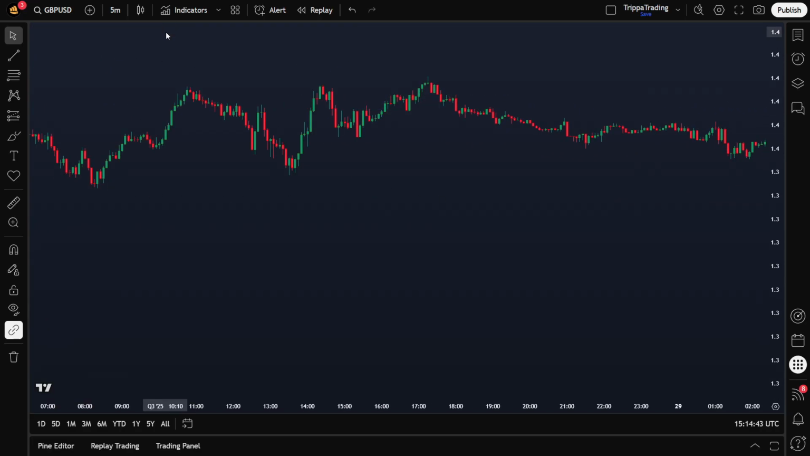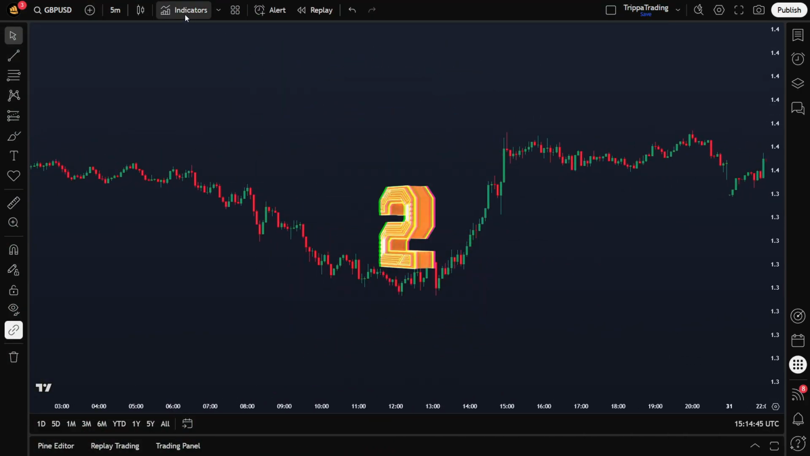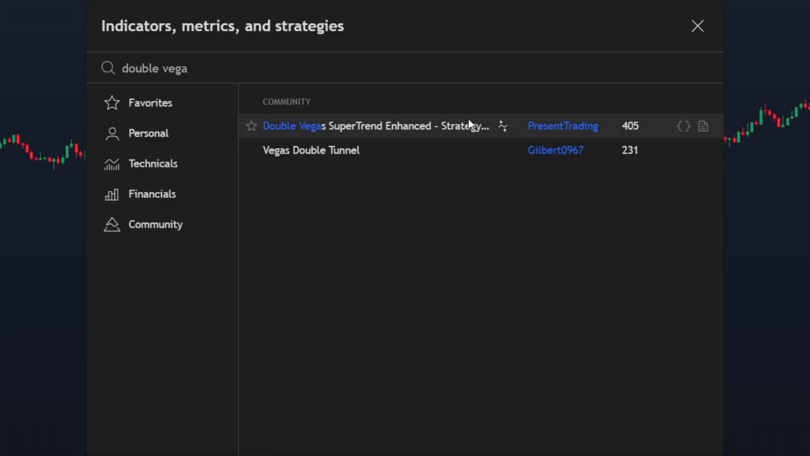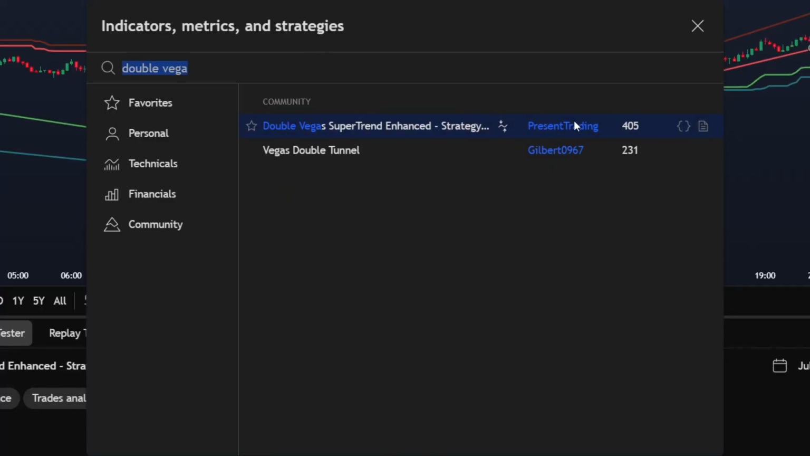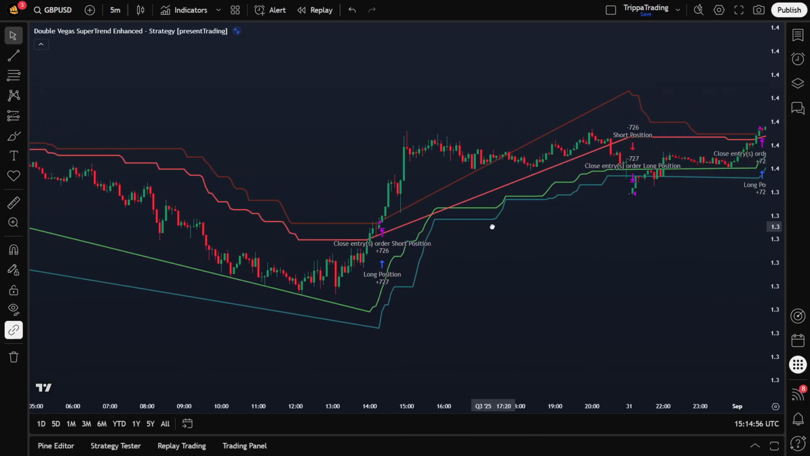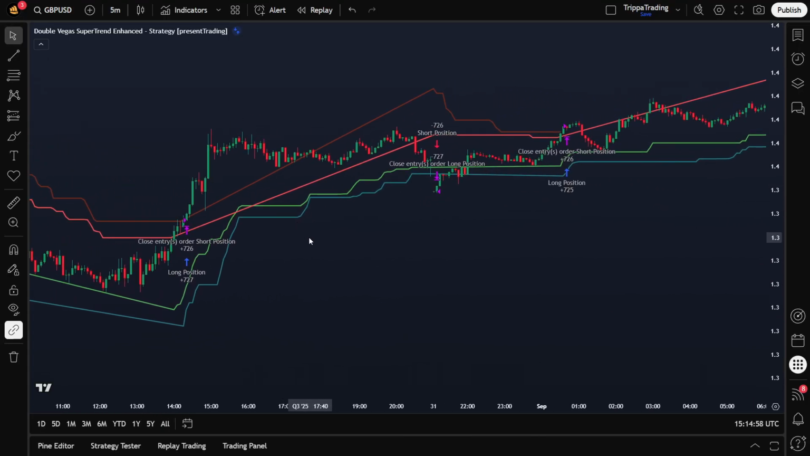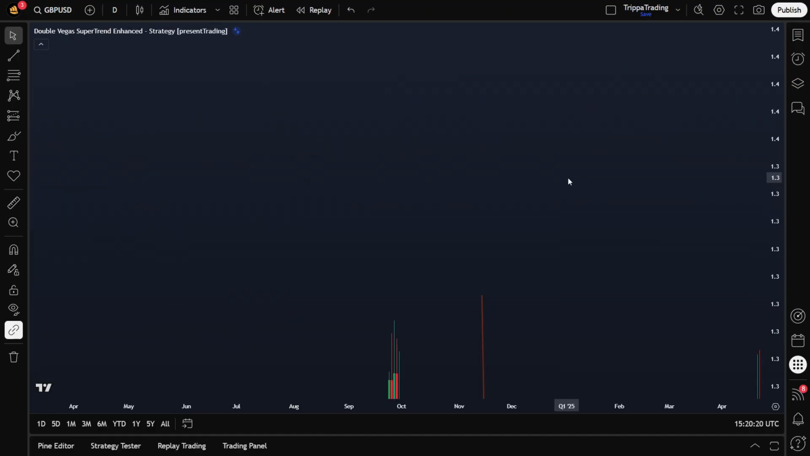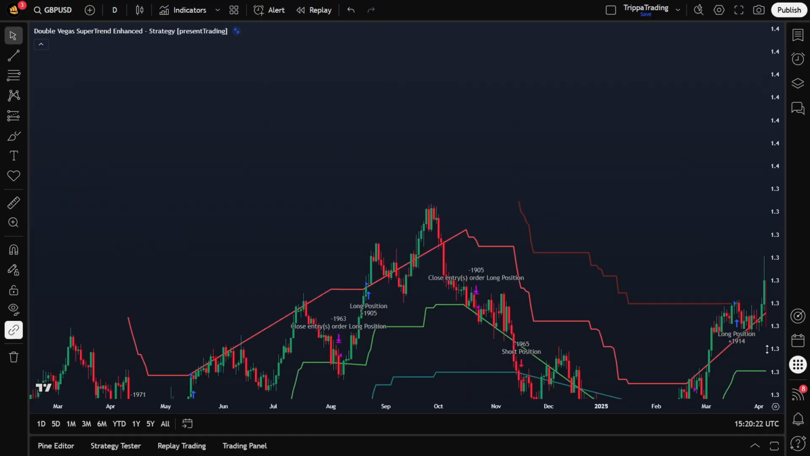Now let's clear this one and go to number 2 indicator I want to show you guys. The name of the indicator is Double Vega Supertrend Enhanced Strategy created by Present Trading. This tool takes the normal Supertrend, but improves it by adding volatility adjustments and Vega's channel width, making it more dynamic and responsive to market conditions. Here's how to set it up properly.